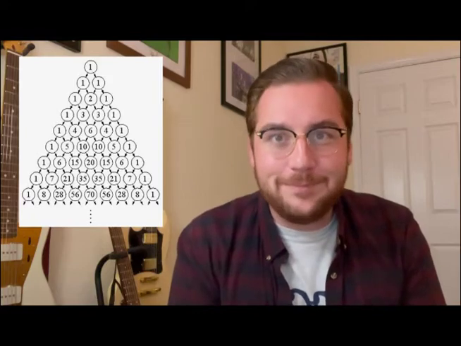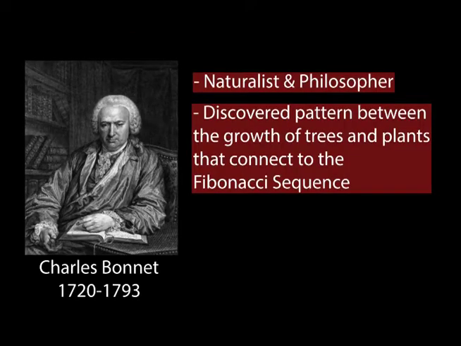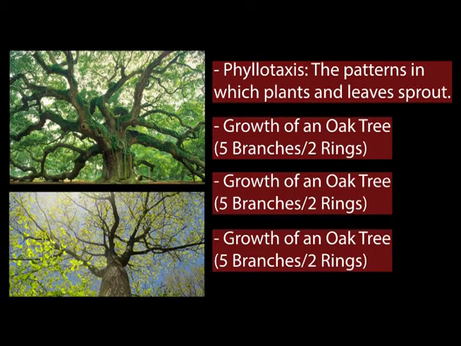No pun intended. In 1754, Charles Bonnet spent most of his time observing the outward growth of trees and plants, deducing their growth down to fractions that are found in the Fibonacci sequence. One of his biggest observations being that for every 5 branches that sprout off of an oak tree, roughly 2 rings around said oak tree grow.